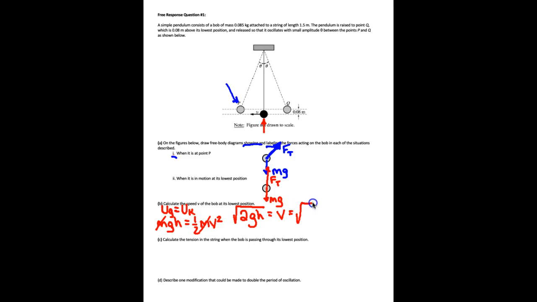When I substitute some numbers in, this becomes 2, I'll leave the units off to make it easier to see, 9.8 times the height, which is 0.08 meters. And when I multiply those things by each other and then take the square root, I get 1.25 meters per second. So that is the answer for the speed, how fast it's going in part B at the lower position. It then goes on to ask, what is the tension in the string at the lower position?